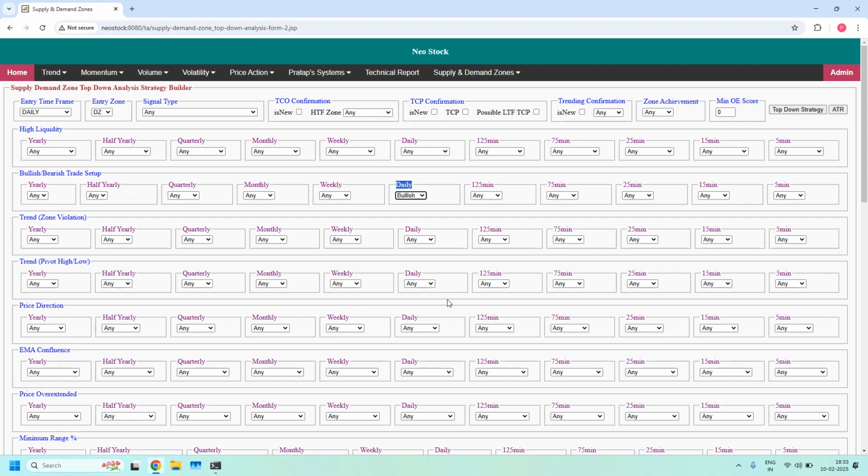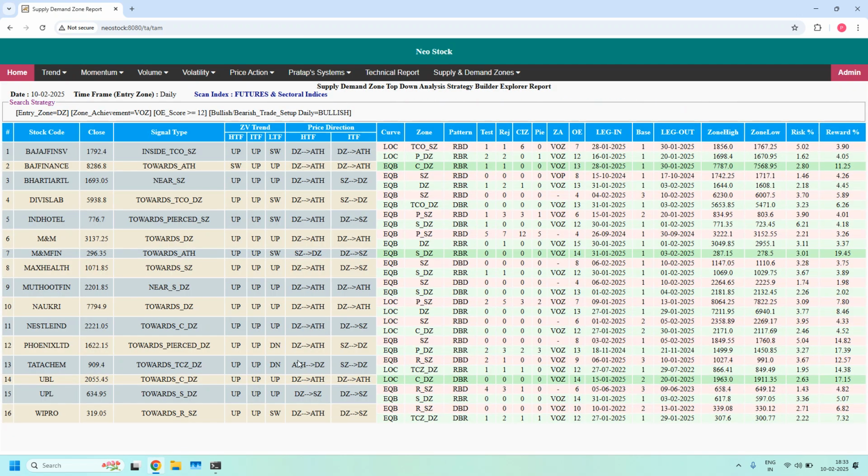And let me set two filters. First filter is zone achievement should be violated opposing zone, minimum odd enhanced score is 12. So with these filters, let us identify how many we get. We got 16 stocks currently supporting bullish trade setup for monthly income trade, and entry time frame zone is daily demand zone.